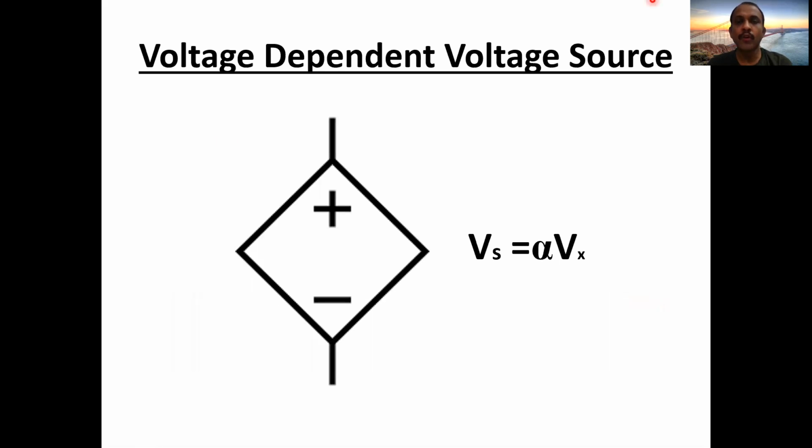So let us talk about the voltage dependent voltage source, the first dependent source. It is a voltage source which depends upon the voltage across some other element in the same circuit. This is a dependent voltage source because it has a diamond-shaped symbol with plus and minus, and its supply is Vs, equal to alpha times Vx. Alpha is a scalar quantity and Vx is the voltage drop across some other element in the same circuit.